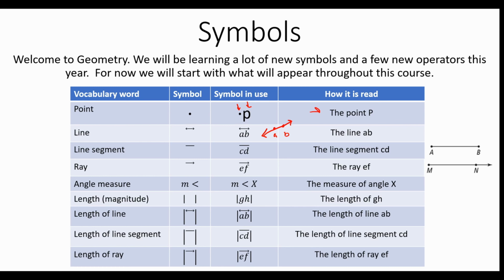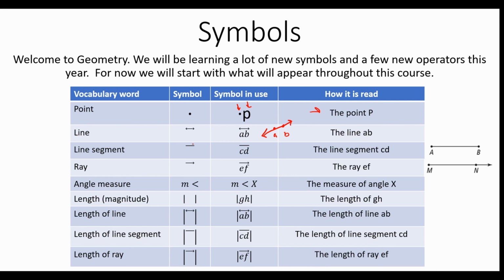We always denote lines with two points. It could be an end point, it could be a beginning point, or originating point is what I'll typically call it. But it doesn't have to be, it just must be two collinear points, or points that are on the same line.